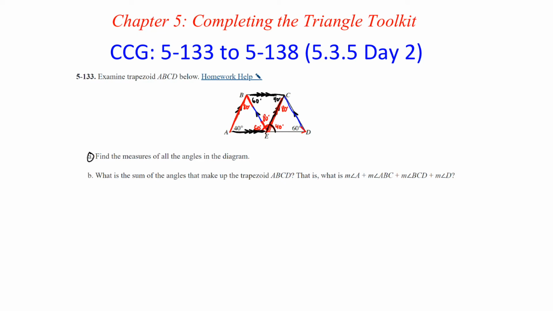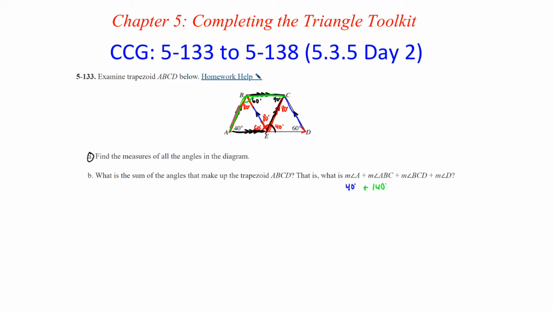Part B, what is the sum of the angles that make up the trapezoid ABCD? That is, what is the measure of angle A? So let's just go along here. Measure of angle A is 40. The measure of ABC, so let me get a different color to mark these so we can see them. A, B, C, so that angle is 80 and 60, so that's plus 140.